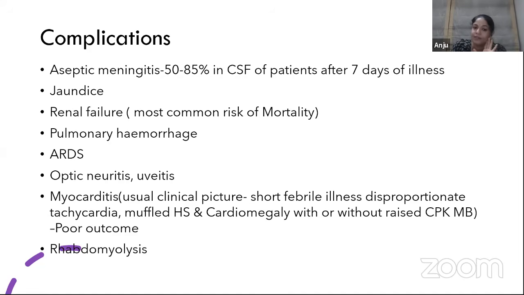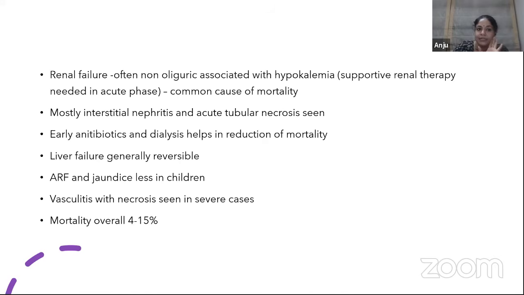Myocarditis, though rare, is also found with a clinical picture of short febrile illness, disproportionate tachycardia, muffled heart sounds, and cardiomegaly with or without a raised CKMB. The outcome is very poor if myocarditis sets in. Rhabdomyolysis is commonly seen. Renal failure, which is found, is often non-oliguric, associated with hypokalemia. This is where supportive renal therapy has to be initiated in the acute phase itself to reduce the mortality of these children.